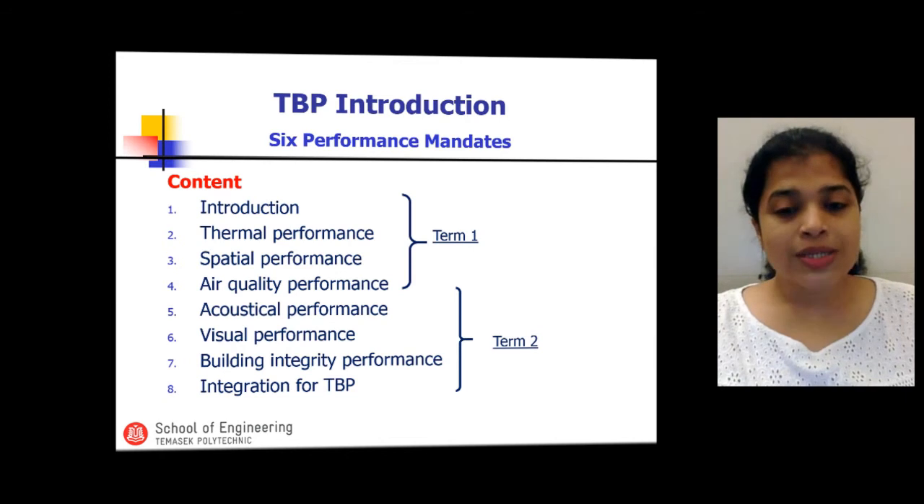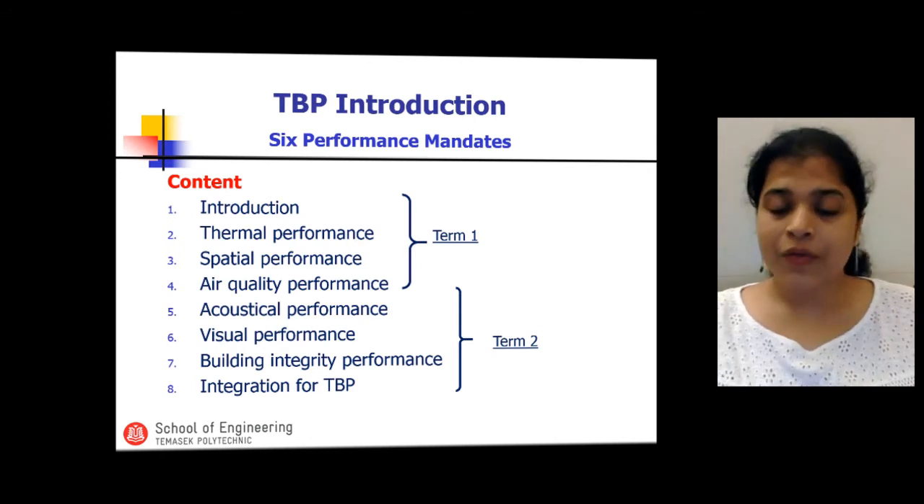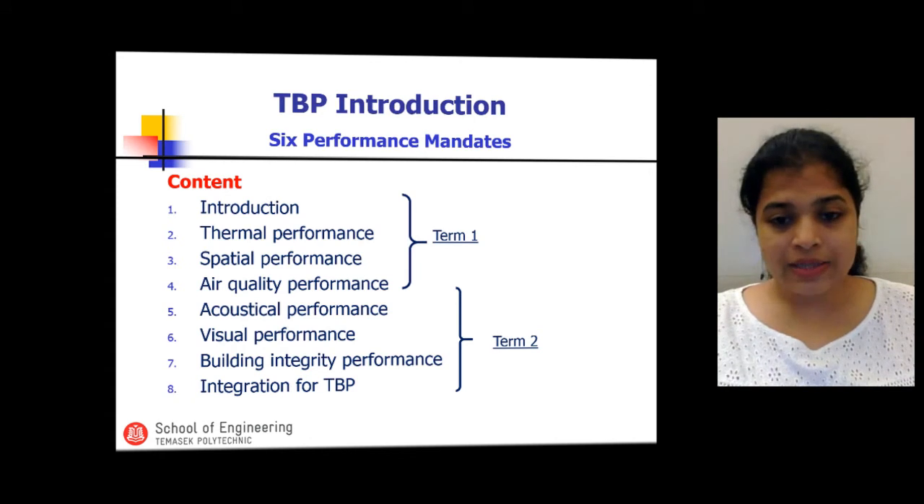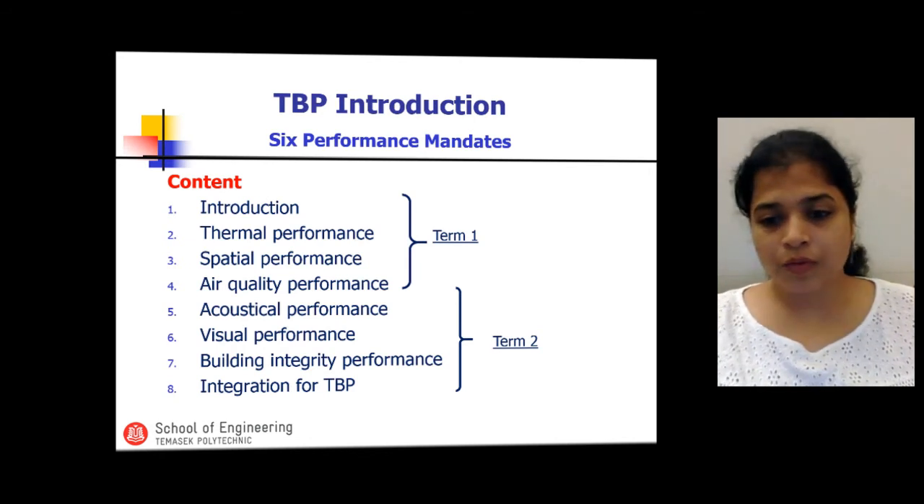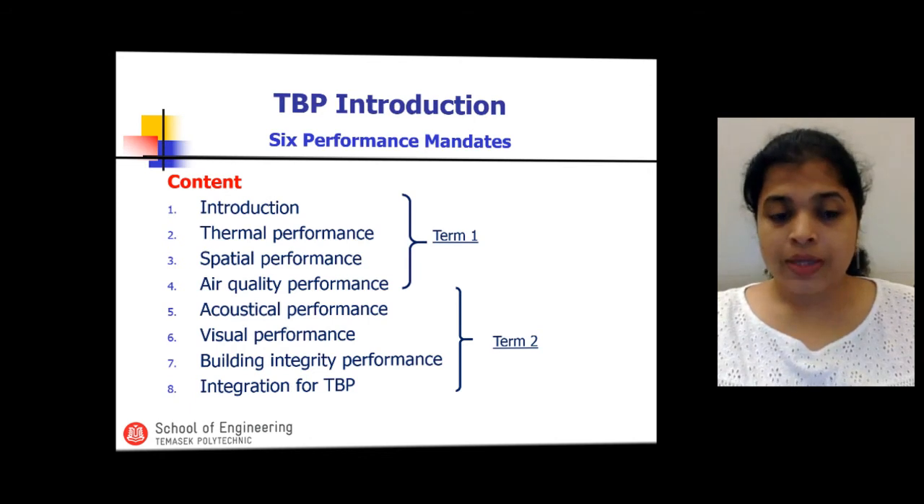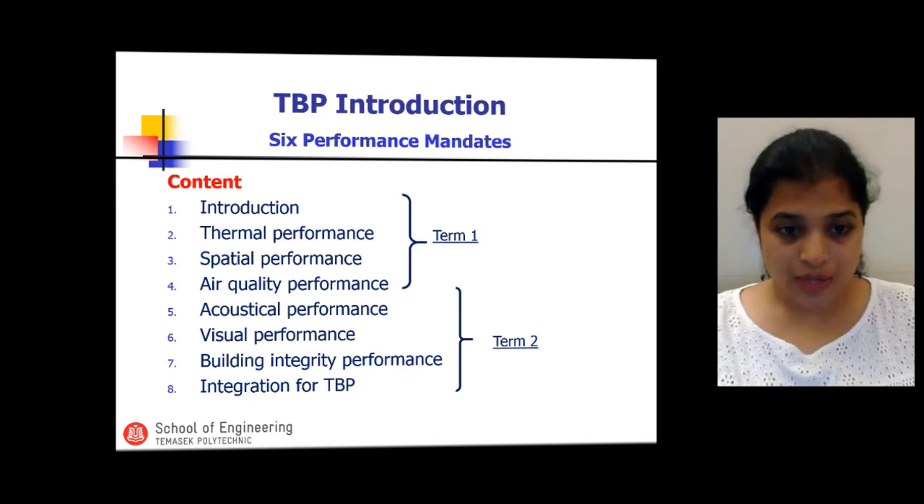Now, what does this semester of total building performance look like? It's divided into two terms. The first four topics would be covered in term 1, and topic 4 would flow into term 2 as well. Topic 4 to 8 would be covered in term 2. Topic 1 is Introduction to Total Building Performance, which basically gives you an overview of all the chapters, right? And the last chapter is where all the topics come together.